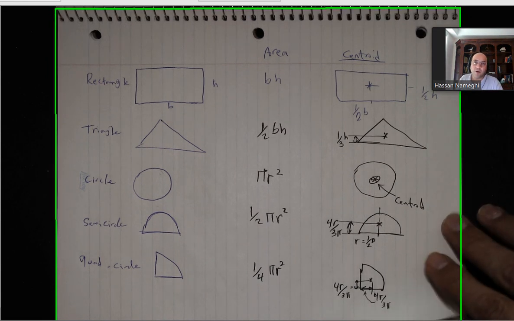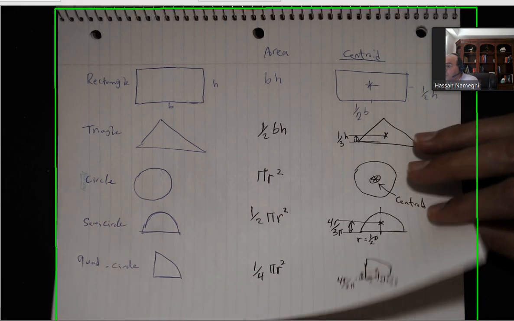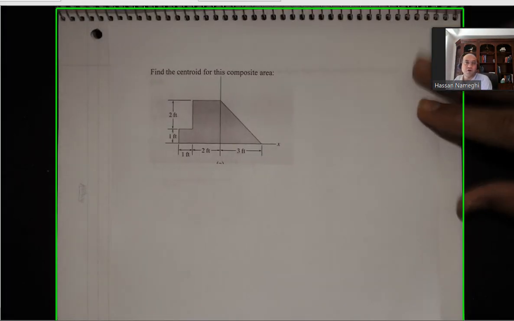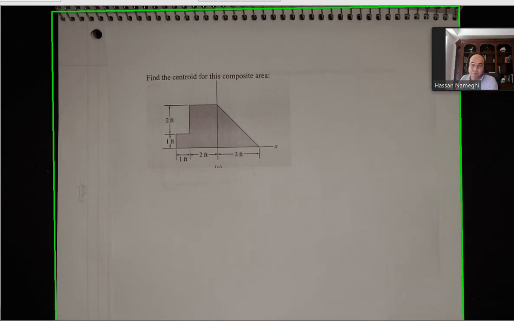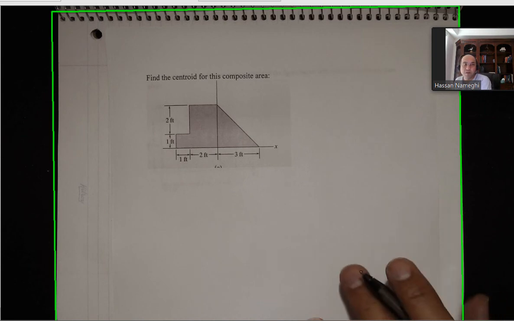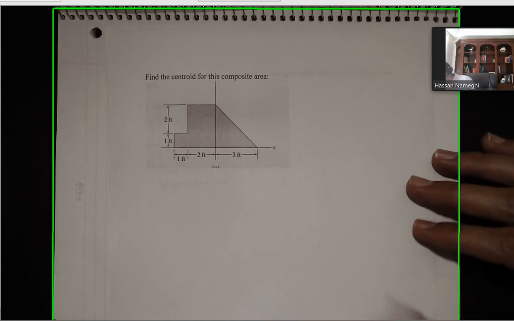So let's talk about composite shapes. I have areas like this. I want to find the centroid for a composite shape like this. How can I treat this type of problem? The way it works is that if you want to find the centroid of a composite shape, you break it down into smaller components and then you label them. For instance, in this case, I can have 3 shapes.